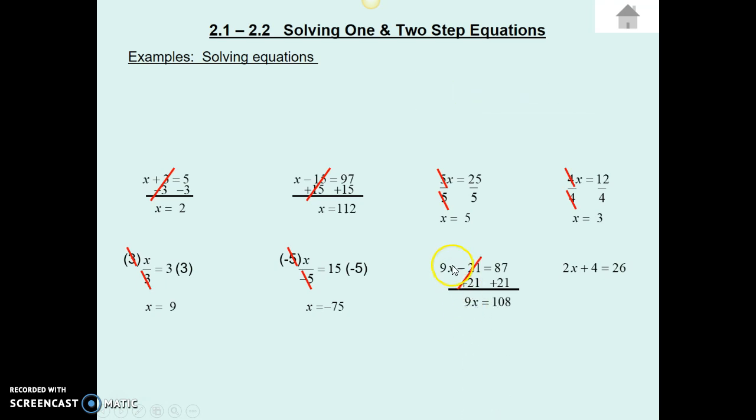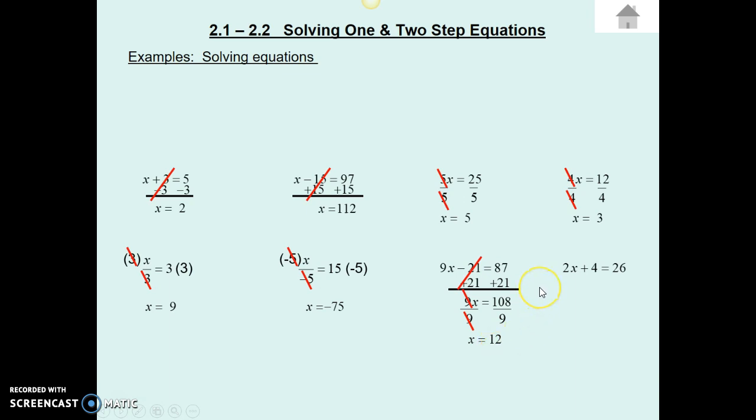When I simplify that, I need to bring my 9x down. 87 plus 21 is 108. Next, I'm going to divide by 9, which leaves me a solution of 12. And if we go all the way back to the beginning, substitute that 12 in. 9 times 12 minus 21 is in fact 87, so this checks out and 12 is our solution.